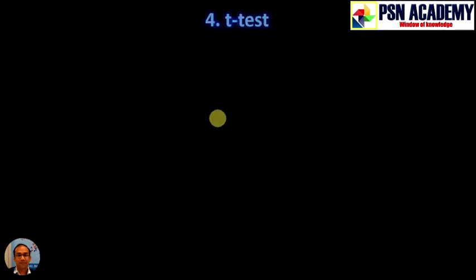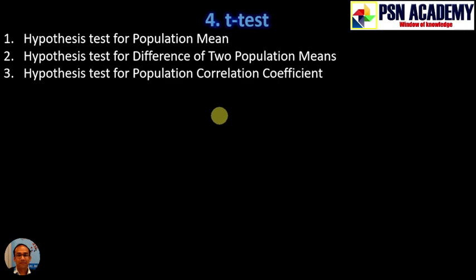Next, we go for t-test. Now, t-test is used for hypothesis test for population mean. That is, you have a single population and you want to check whether the mean of the population is equivalent to some specified value or not. The second one is hypothesis test for difference of two population means. You want to compare two population means. And the third one is that you want to check whether the population correlation coefficient is a strong correlation or a weak correlation, like that. Okay.